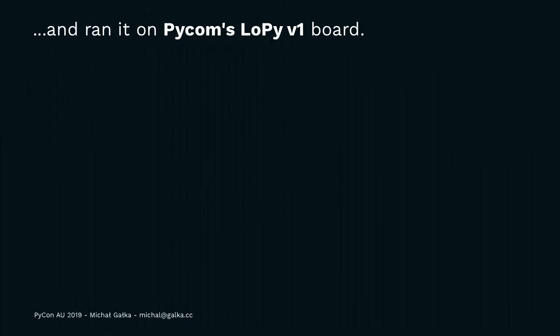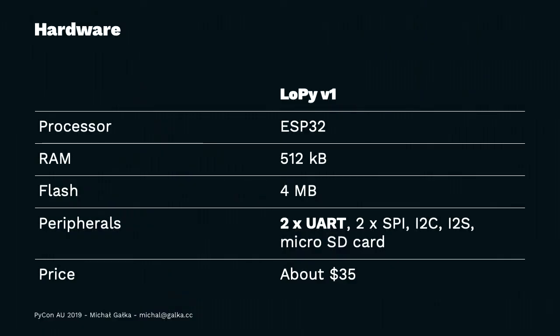And he ran it on the PyCon's LowPy version 1 board. So it is a board that runs MicroPython, and it actually works. So let's have a look at what the PyCon's LowPy v1 actually is. This is an ESP32-based board, which is meant for LoRaWAN, which is the long-range wide area network. But it has 2 UART ports, and it has 512 kilobytes of RAM and 4 megabytes of flash. So it was enough to steer the thermal printer.